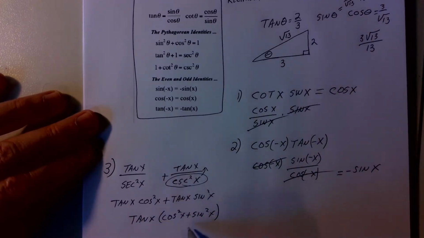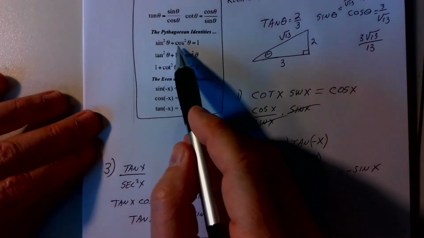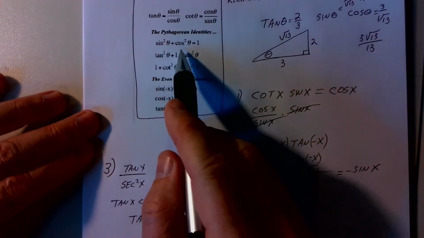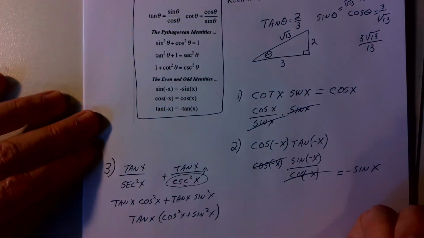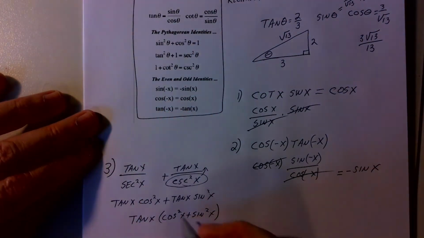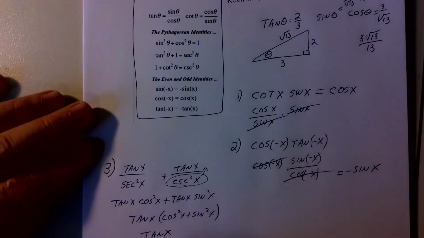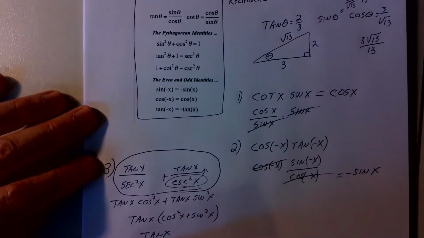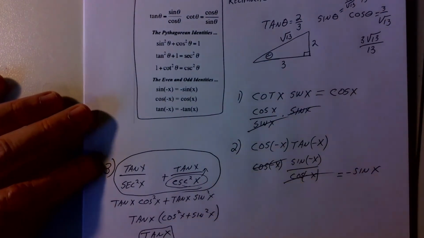Oh, hey, look, that's one of these things. Cosine squared plus sine squared. Doesn't matter which one comes first. It's just addition. 3 plus 4, 4 plus 3 still works out for us. Okay, so that's one. So this is simply tangent of x. Sweet. So this big thing simplified down to this expression right here.